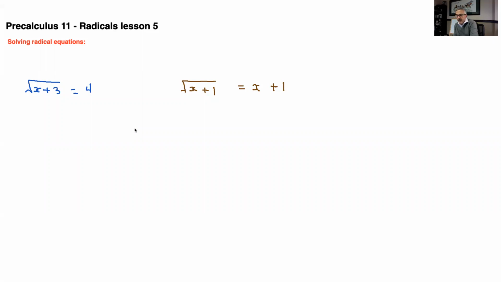This is the last section of the radicals chapter. So lesson 5, and it's the last lesson on this chapter.